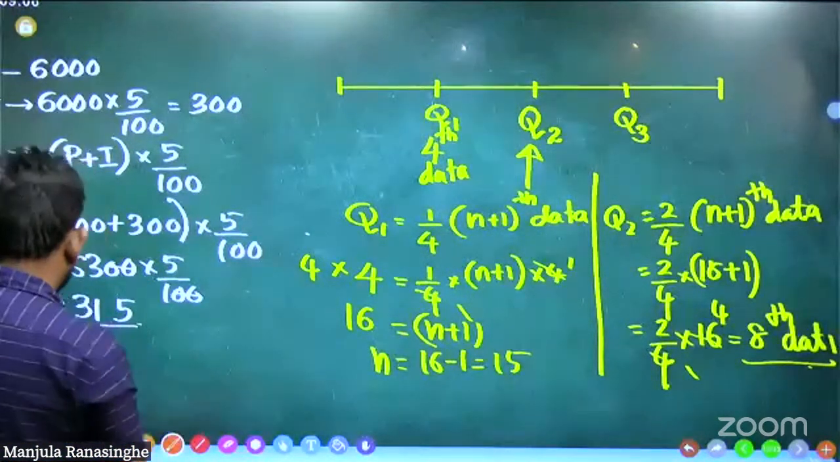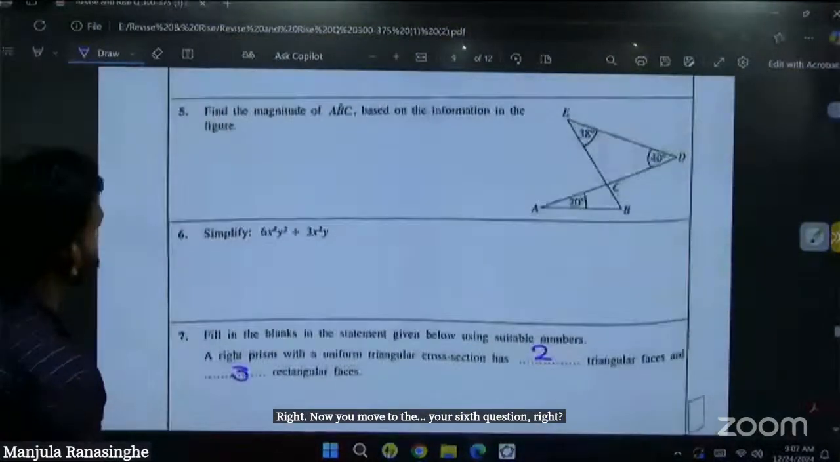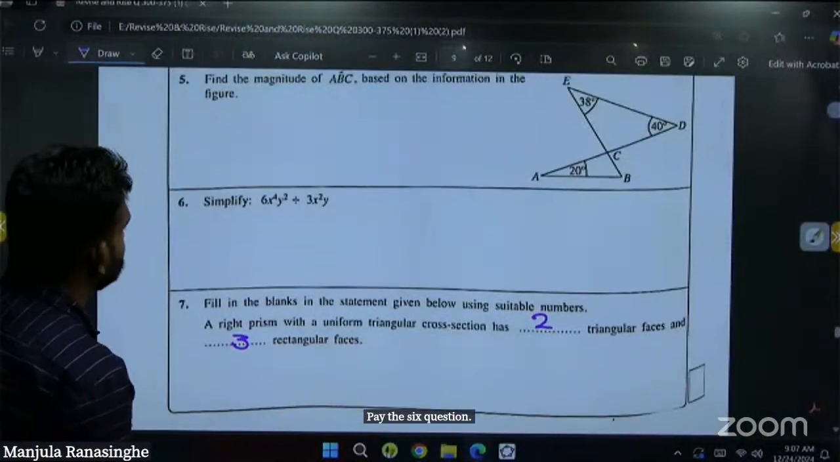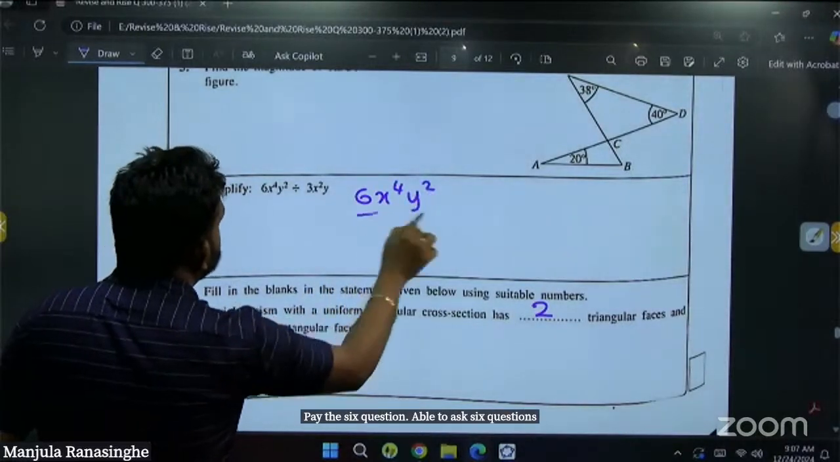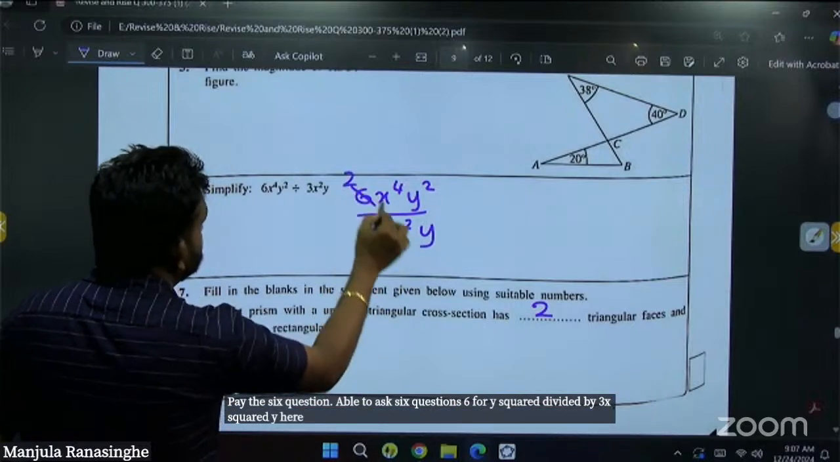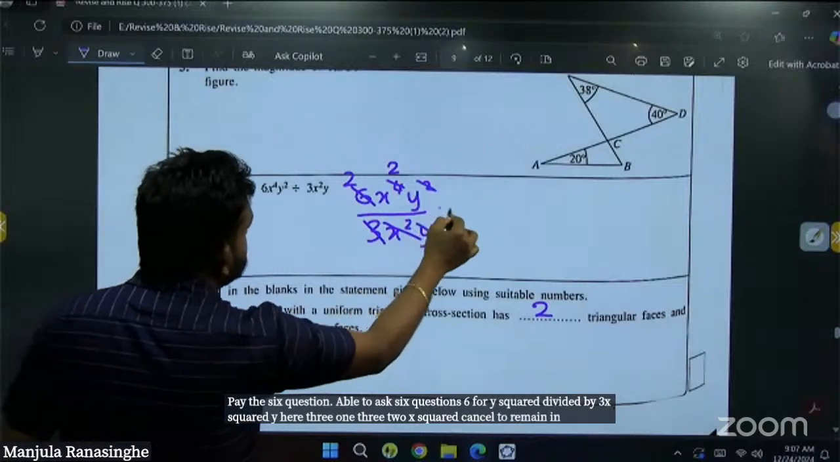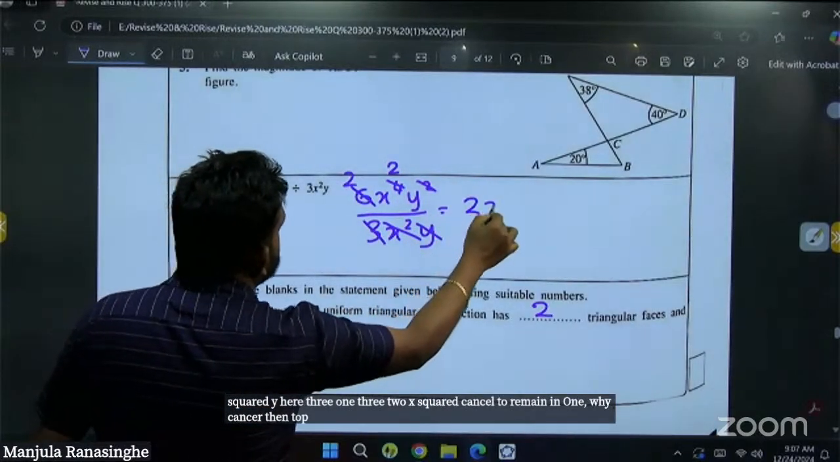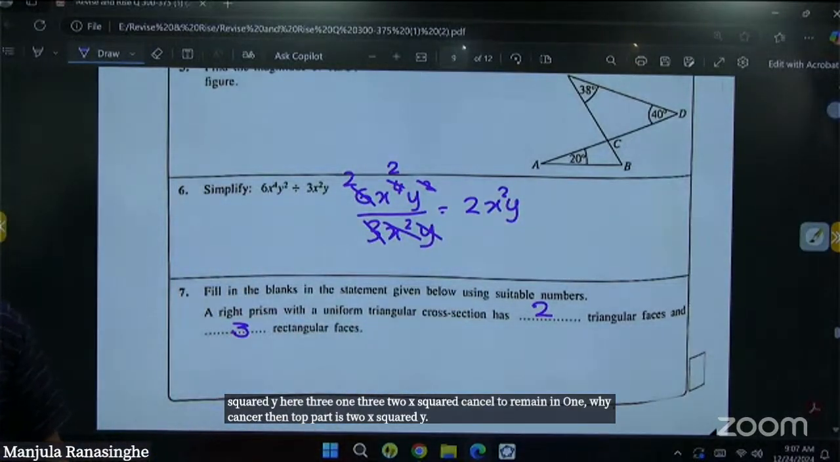Right, now you move to the sixth question. See the sixth question: 6 y squared divided by 3 x squared y. Here 3 into 2, x squared cancels, 2 remaining, y cancels. Then the top part is 2 x squared y. Okay, that was the answer.